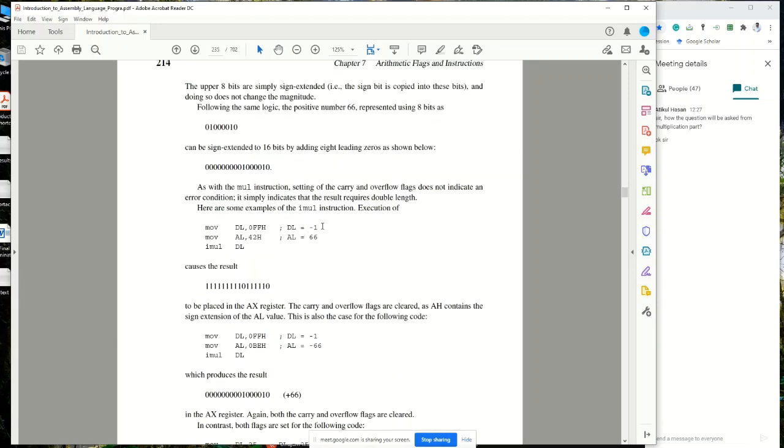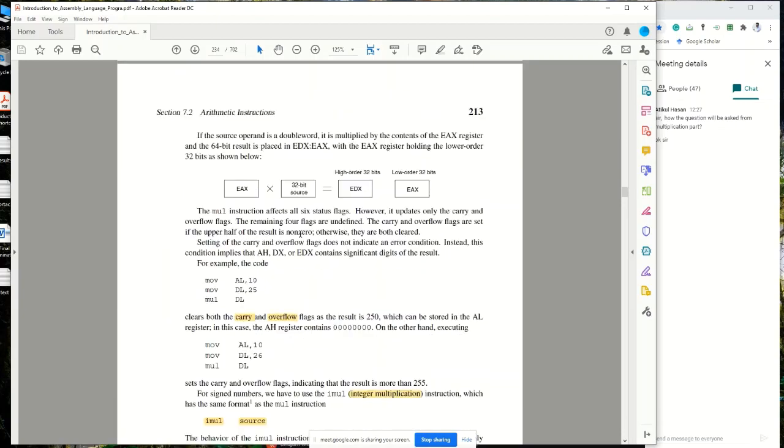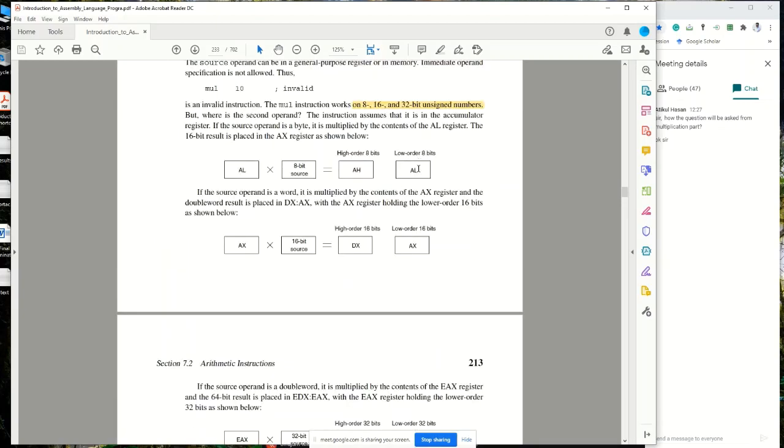Whenever we multiply these two numbers, what is the answer? Minus 1 multiplied by 66 is minus 66, right? Minus 66 can be represented in 8-bit, right? This is minus 66. So we can easily store it into our AL register. We don't need any bit from this register.